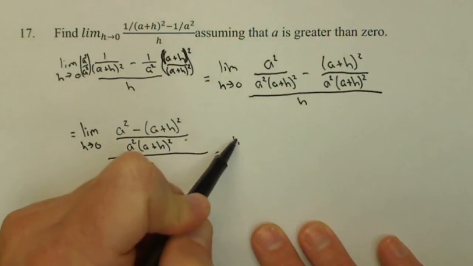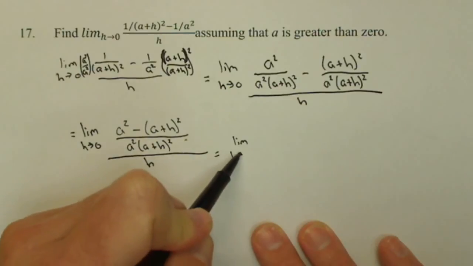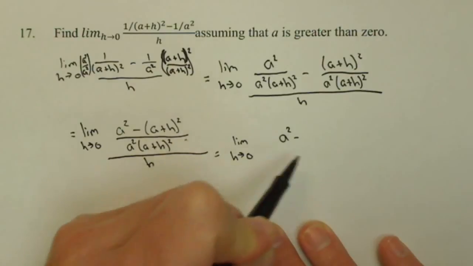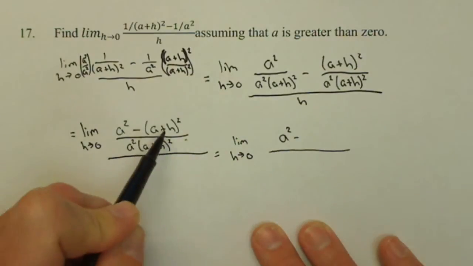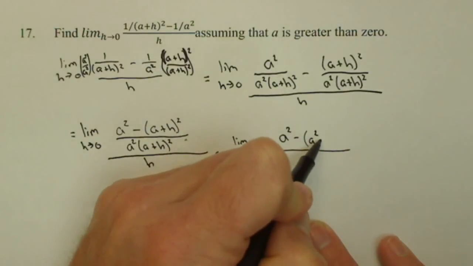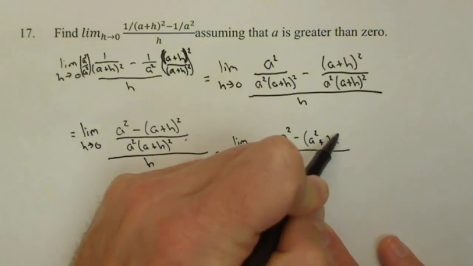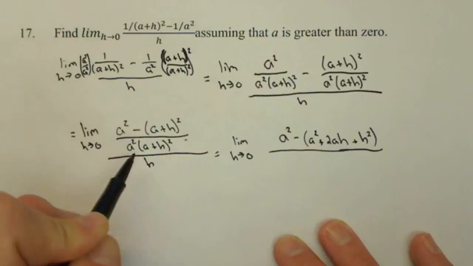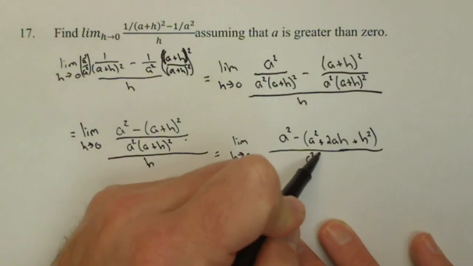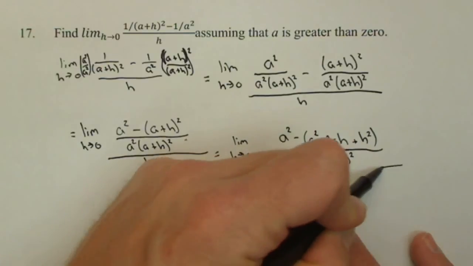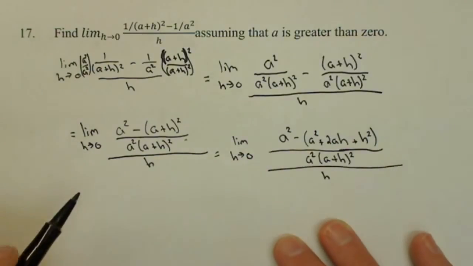The numerator, we're going to have to be a little careful because of that negative sign. The numerator, though, I'm going to have a squared minus, now this is not a squared plus h squared. It needs to be FOILed out. It's (a plus h) times (a plus h), which is a squared plus 2ah plus h squared. Still over my common denominator, a squared times (a plus h), the quantity squared, all over h.